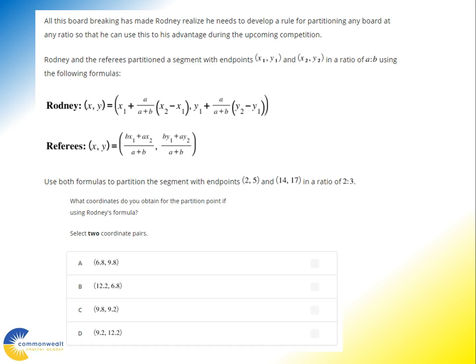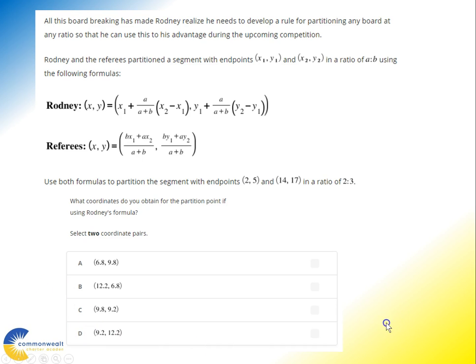So first off, we're going to use Rodney's formula to calculate the two coordinate pairs. So take a moment, find the two coordinate pairs that are going to break or partition this segment into a 2:3 ratio. Okay, so applying Rodney's formula. Now there are different variations to this again because what I let A and B be is different. What I call x1 and x2 could be different. As I said, if I switch some things around, I'm only going to get one of two potential coordinates. I just have to make sure I'm consistent across the board.